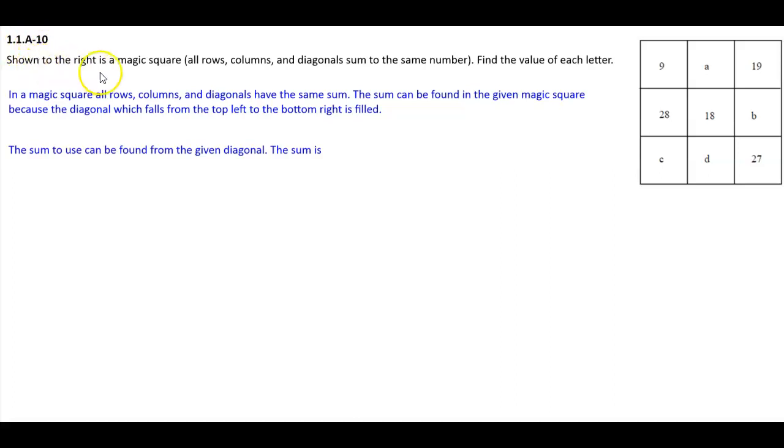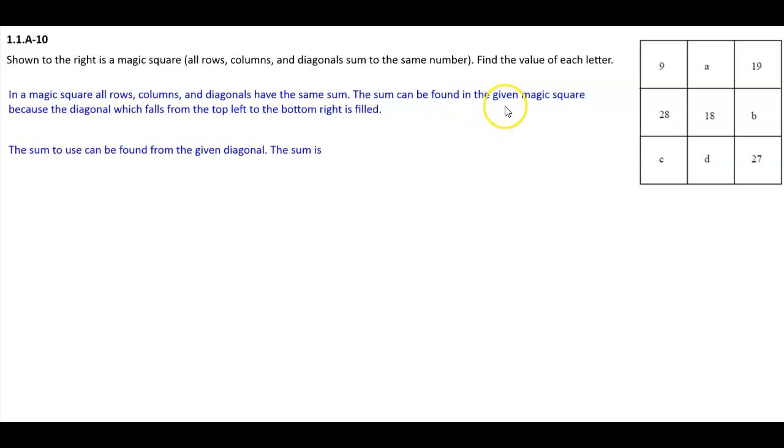1.1.A-10. Shown to the right is a magic square. All rows, columns, and diagonals sum to the same number. We want to find the value of each letter. Now, in a magic square, again, all rows, columns, and diagonals have the same sum.